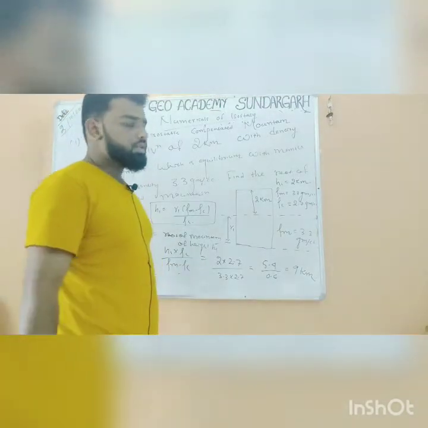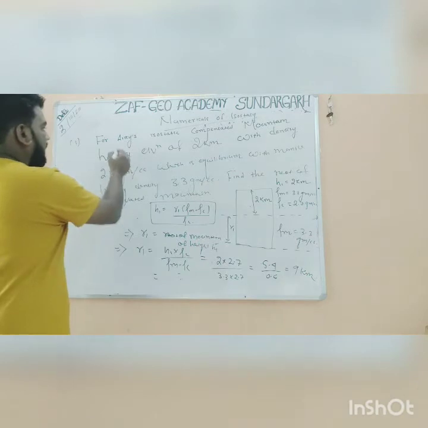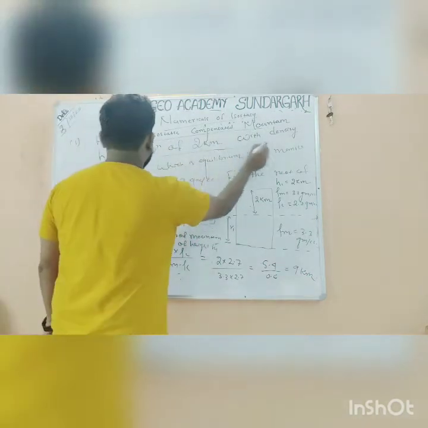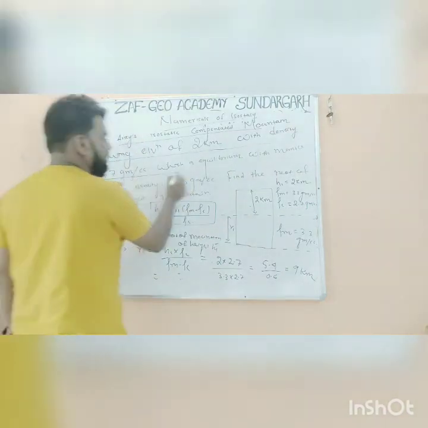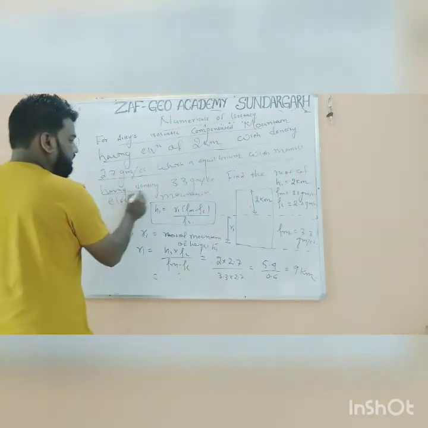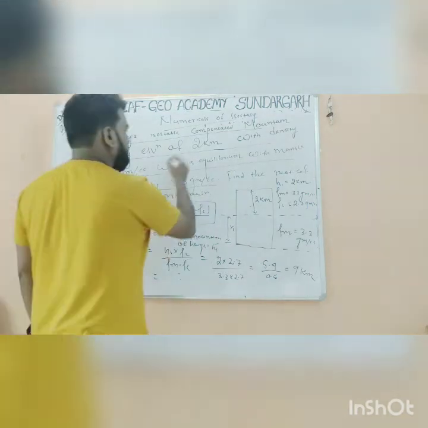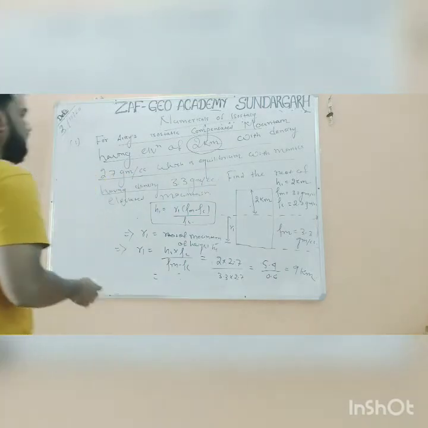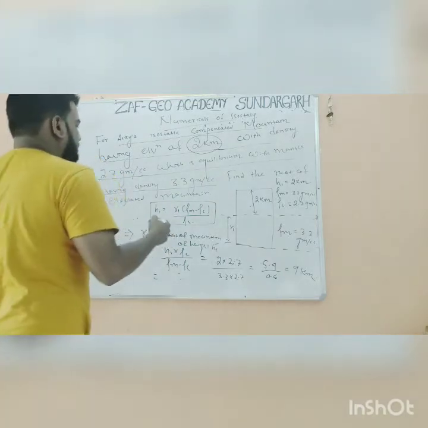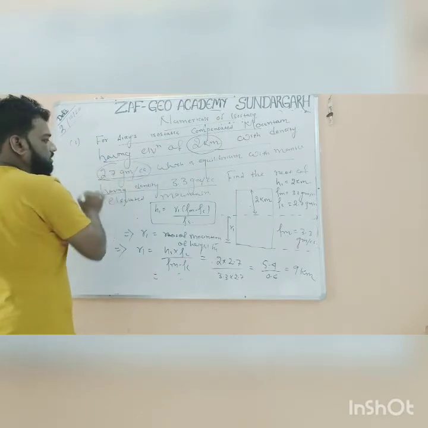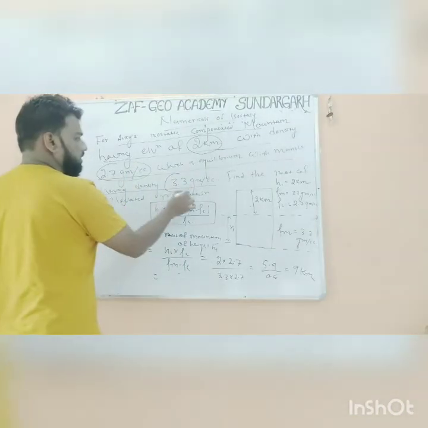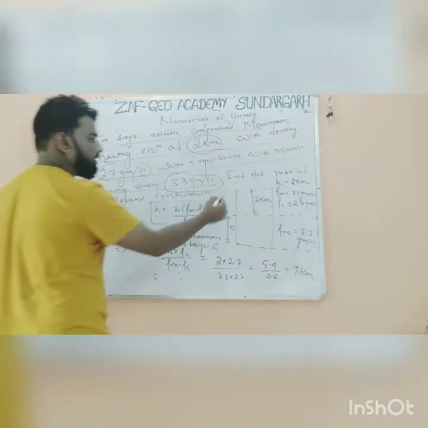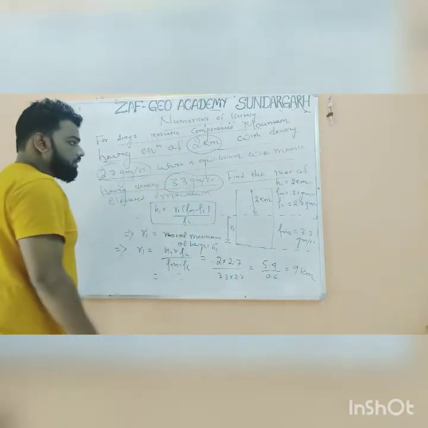So here is a question for you. For an Airy isostatically compensated mountain having an elevation of 2 km with density 2.7 gram per cc, which is in equilibrium with mantle having density 3.3 gram per cc. So this is the data he has given: a mountain with 2 km elevation, the density of the crust, and the density of the mantle. And he is asking about the root. What will be the root?